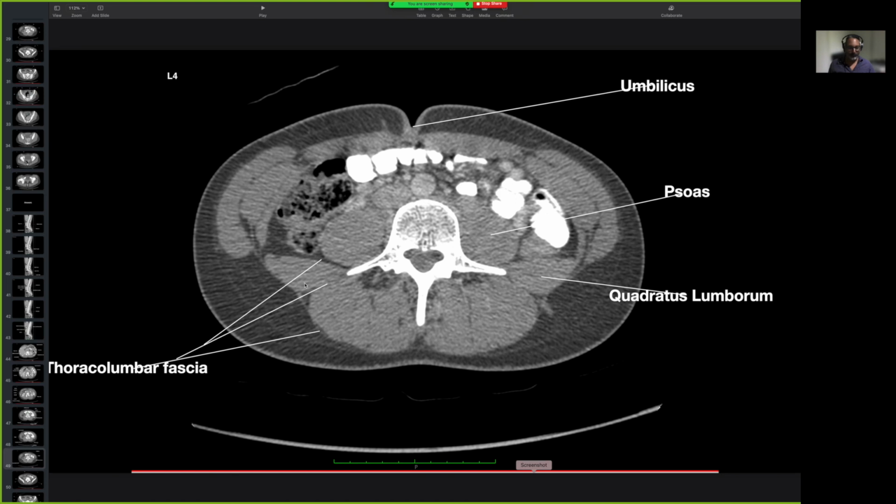So that's your Quadratus Lumborum. That's your erector spinae. That's the multifidus. You can't really see the Latissimus Dorsi here because it's nothing but fascia left here. But you can see the three abdominal muscles coming and attaching to the fascia.